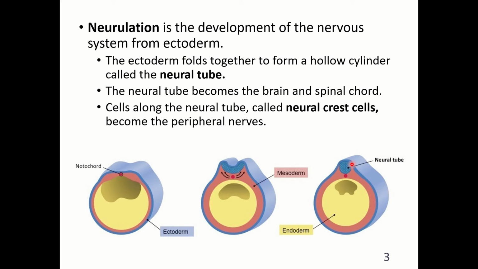Cells along the neural tube, called neural crest cells, will become the peripheral nerves. And the peripheral nerves will extend into the body of the developing embryo.